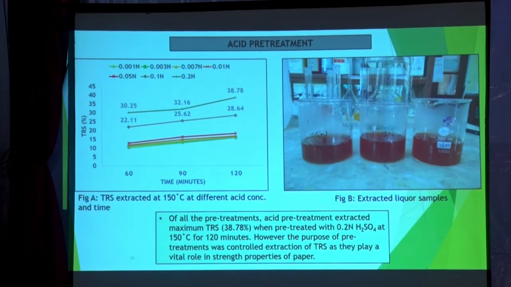And I must mention that, however, the purpose of our study was the controlled extraction of sugar, because hemicelluloses also play an important part in the strength properties of the paper. So the target of the TRS extraction was only to extract those 60 to 70% of hemicelluloses which have been washed out in the black liquor.